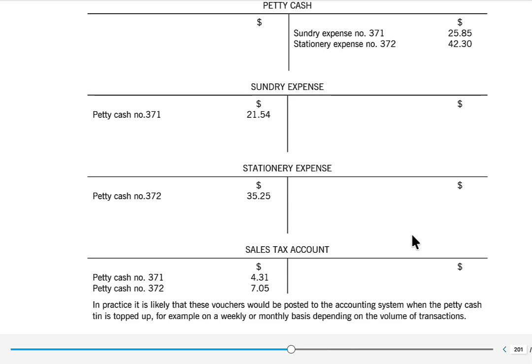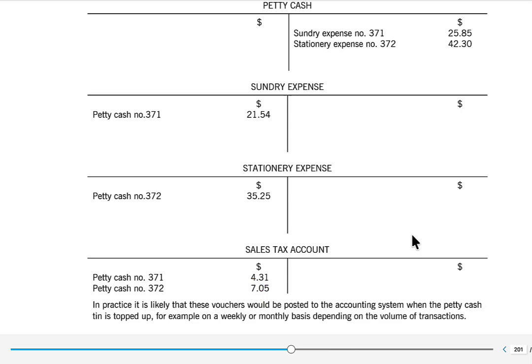Step 2. Post the net expense into the correct expense account. The net expense here is the cost of plugs and fuses. The book records it into sundry expense. So we debit sundry expense with $21.54, and we write a reference like petty cash voucher 371. Step 3. Post the sales tax into the sales tax account. So we debit sales tax with $4.31. And again we reference voucher 371.